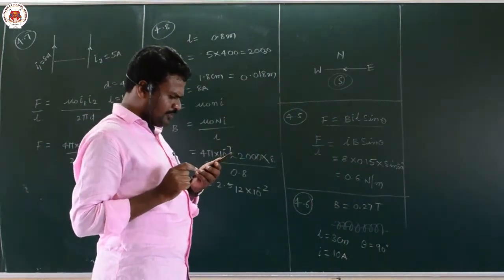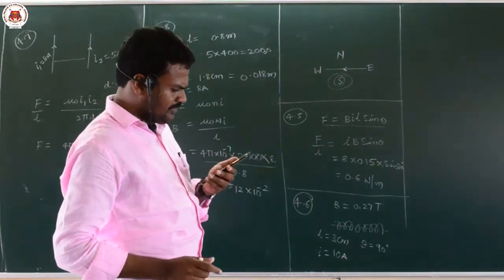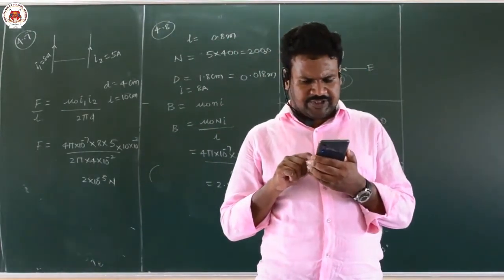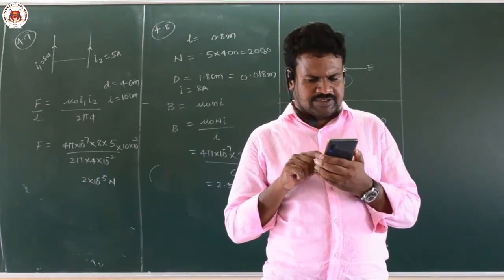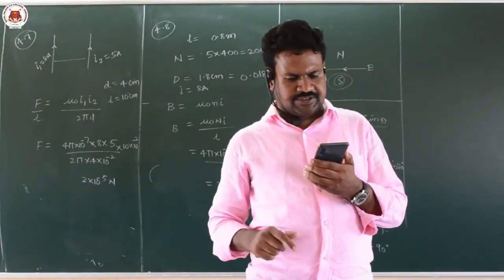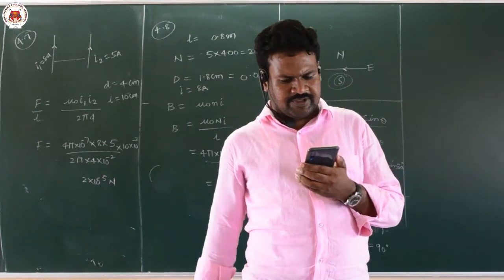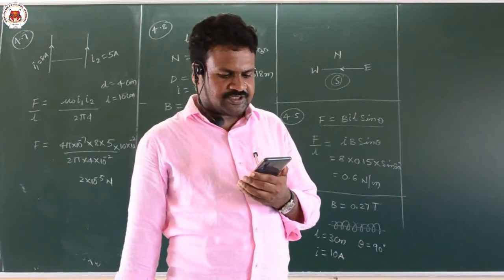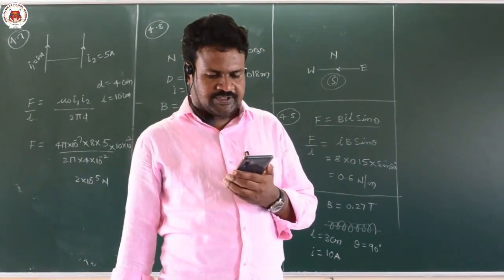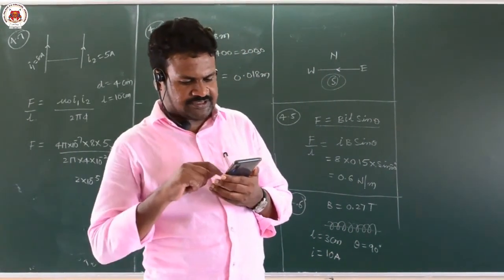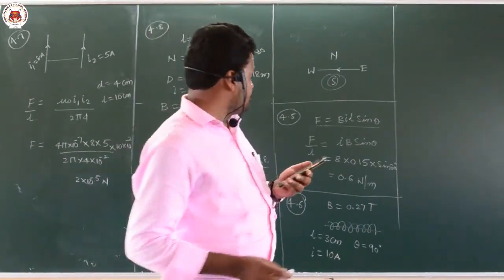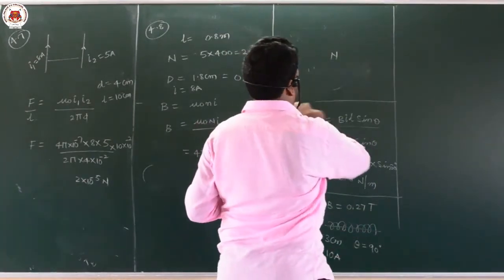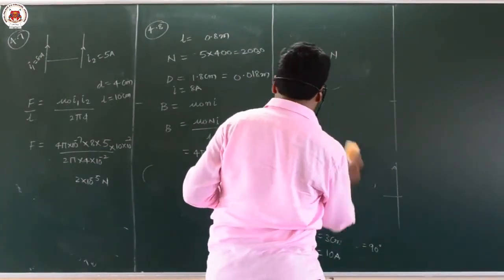Next, question number 4.9 is asking a square coil of side 10 centimeter consisting of 20 turns carries a current 12 ampere. Coil is suspended normal to the plane making an angle 30 degrees with the direction of uniform horizontal magnetic field of magnitude 0.8 Tesla. What is the magnitude of torque? So what is asked in this question is, there is a square coil, and it is asking the torque.